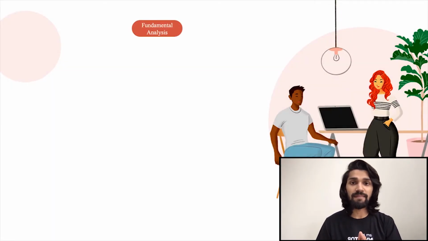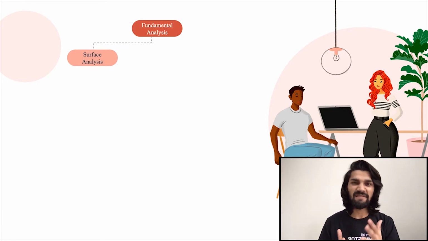So I've divided fundamental analysis into three parts. The first part would be the surface analysis, as in a hawk-eye view of a stock, so that you can see overall how the company looks before jumping into the financial statements and the small details of that company. So let's begin with the surface analysis. The first thing that you really need to consider is sector.